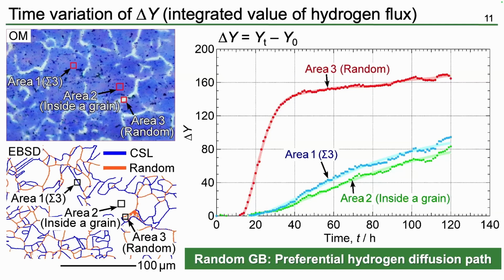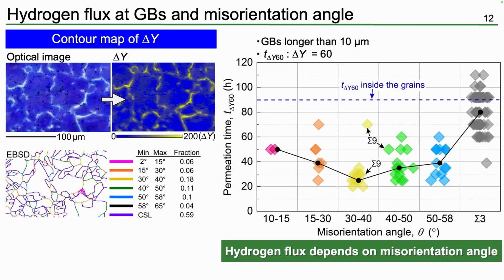However, in this specimen, there are a lot of CSL and random grain boundaries. So to confirm this relationship, it is important to do the statistical analysis for the other grain boundaries too. Then the contour map of delta Y was calculated. So this optical image was converted to the delta Y contour map. And by combining this delta Y image and EBSD grain boundary map, we analyzed the relationship between the hydrogen flux and the grain boundary character.